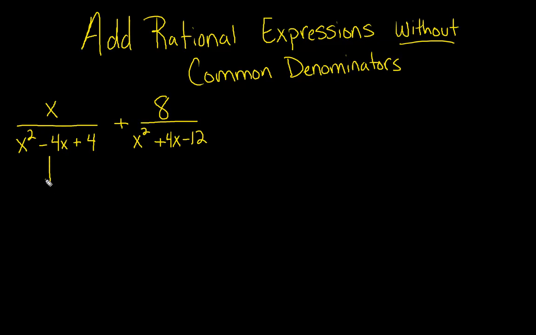And the way that we do this is we are going to factor both denominators. So if we factor this, we set up our two binomials. Of course, x goes in the front to give us the x squared. And then what two numbers multiplied together give us positive 4, but when we add them give us negative 4? Well, that's just going to be negative 2 and negative 2. So now that is completely factored.